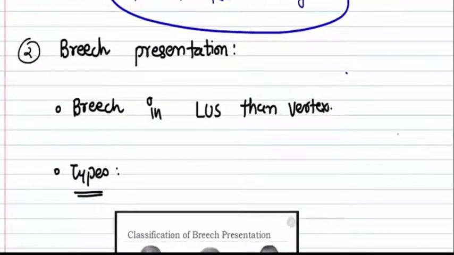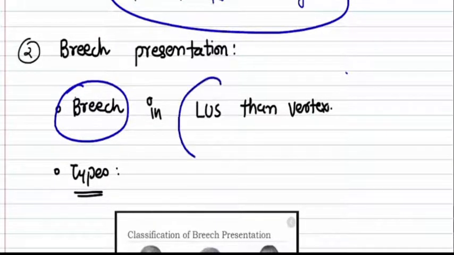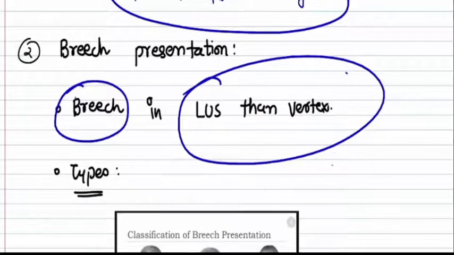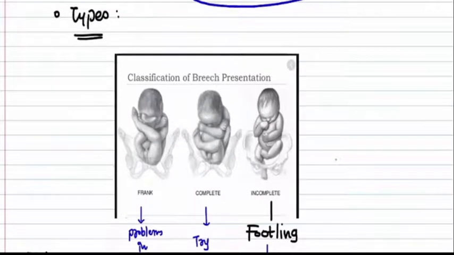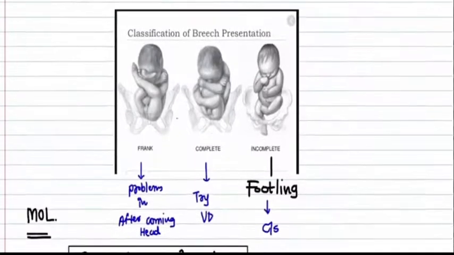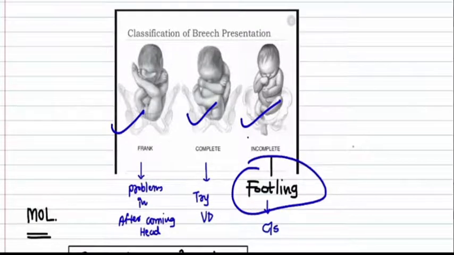Now the second one is breech presentation. Breech presentation literally means the position of the breech in the LUS, which ideally should be occupied by the vertex. So the types of breech presentation are frank breech, complete breech, or incomplete breech, also called footling breech.